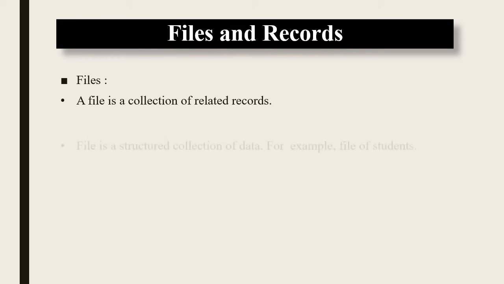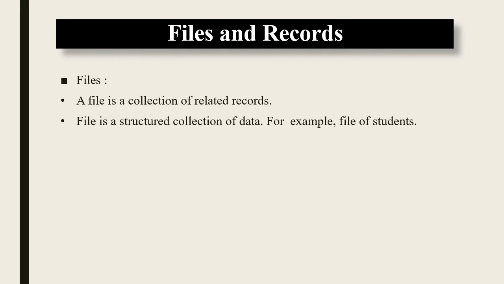Next, files and records. So students, you know the files and records. First, file. A file is a collection of related records. A file is a structured collection of data, for example, file of students, file of temperature, etc. A file is a related collection of records.